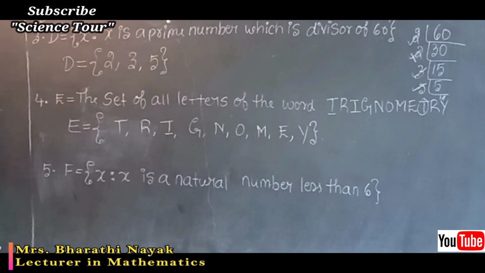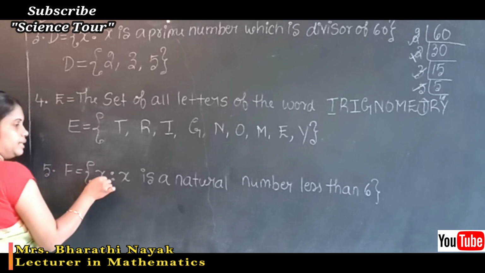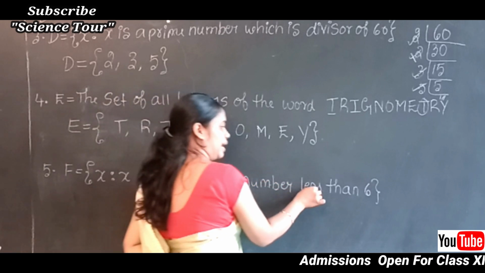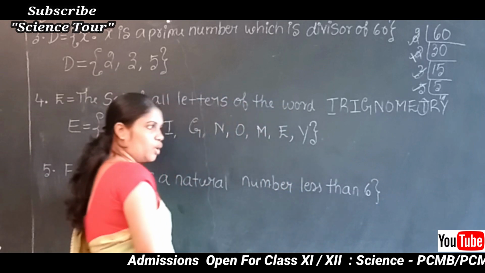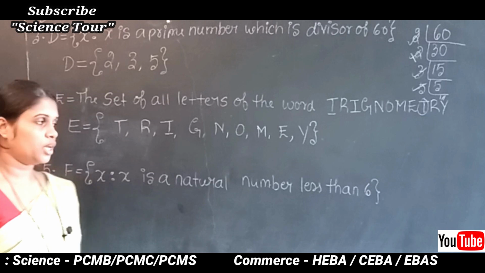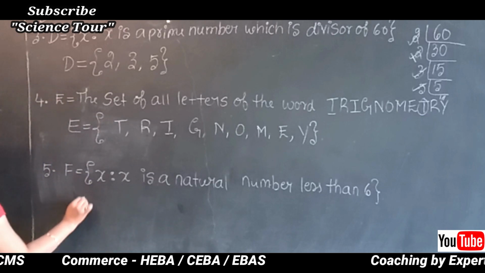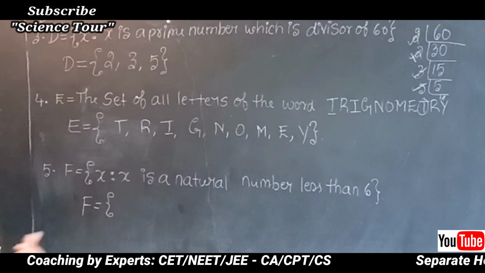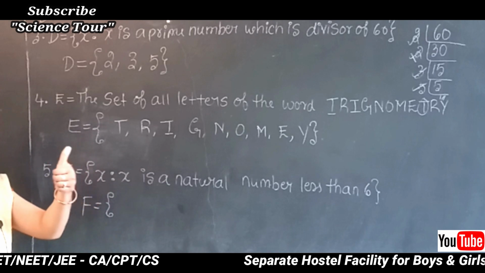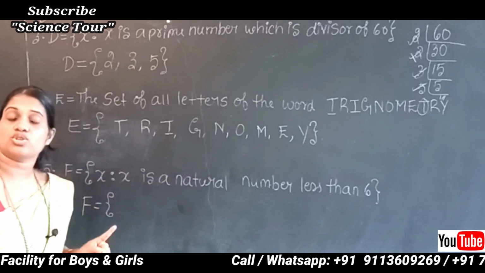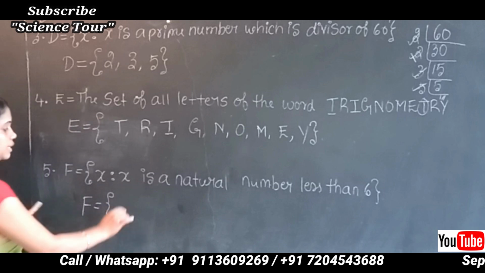Next, the fifth problem I will consider: F is equal to the set containing x such that x is a natural number less than 6. You have to choose a natural number that must be less than 6. Which are those numbers here? F is equal to the set containing. What is the first natural number? 1, isn't it? 0 you cannot choose. Remember, 0 is not a natural number. So I'll write 1.